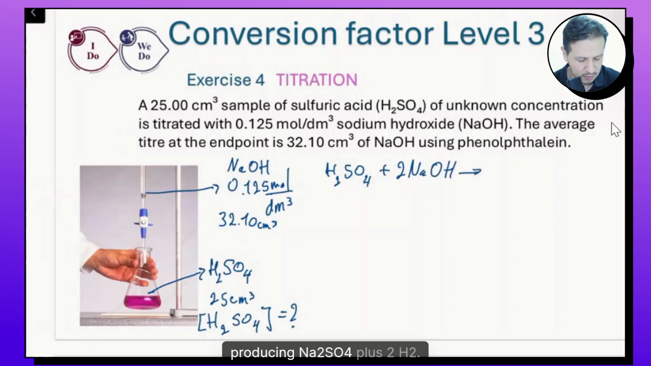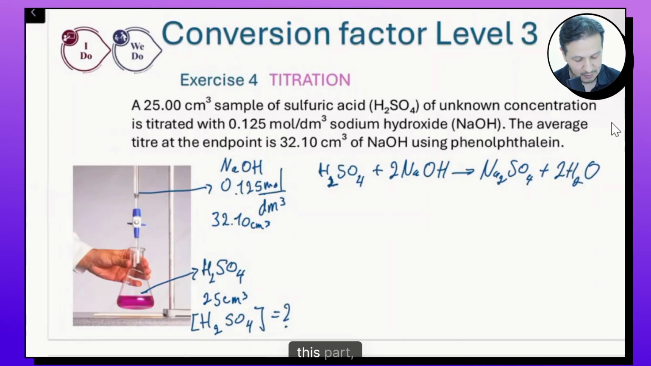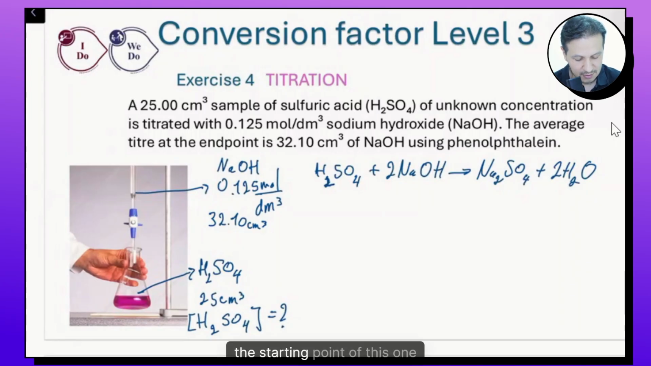2NaOH producing Na2SO4 plus 2H2. I have used this equation a lot, so I memorized the balancing. Always when you are approaching stoichiometry exercises or titration, make sure that the equation is balanced, okay? Now, the starting point of this one will be 32.10 centimeter cubes.